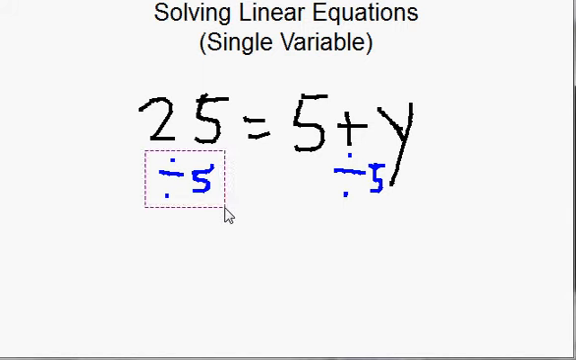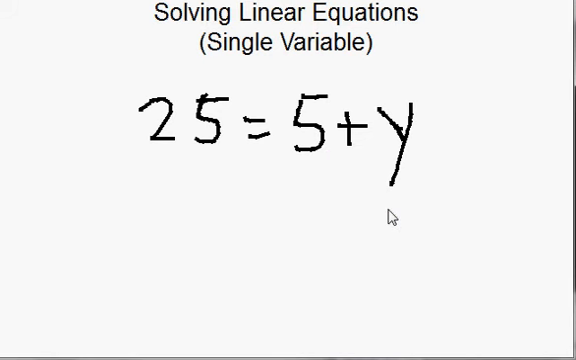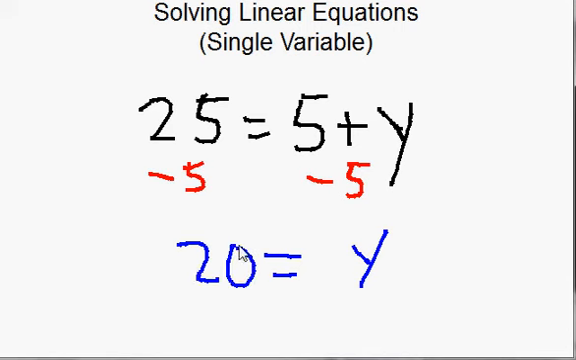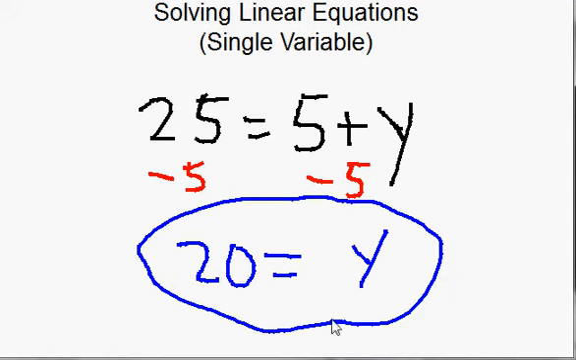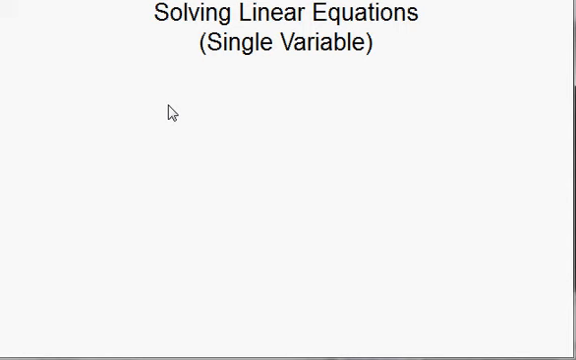Yeah. Okay. You subtract 5. Subtract 5. Very good. Okay. So, minus 5 over here and minus 5. So, 5 plus y minus 5 is just y. So we have y on that side, and then 25 minus 5 is 20. So, y equals 20, and that's the answer there. Okay, good.